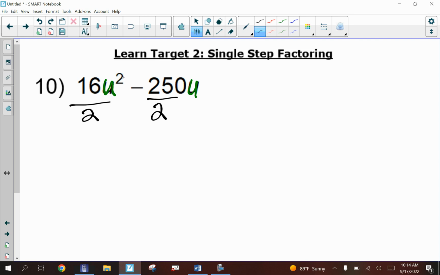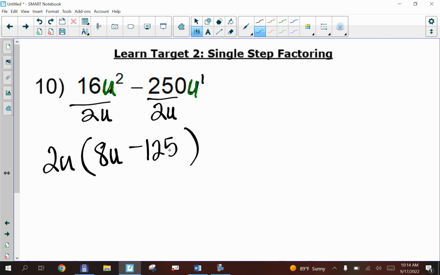And then I have a u squared and a u. So this u has a 1 on it. So I'm going to have to just take out a single u. So 2u goes in the front. 16 divided by 2 is 8. If I have u squared and I take out one of the u's, that just leaves me with a single u. And then 250 divided by 2 is 125. And then for these u's, I have one u up on top, and I'm taking out one of the u's, so it doesn't have any u's left because that u is out in front now. And that's our answer.